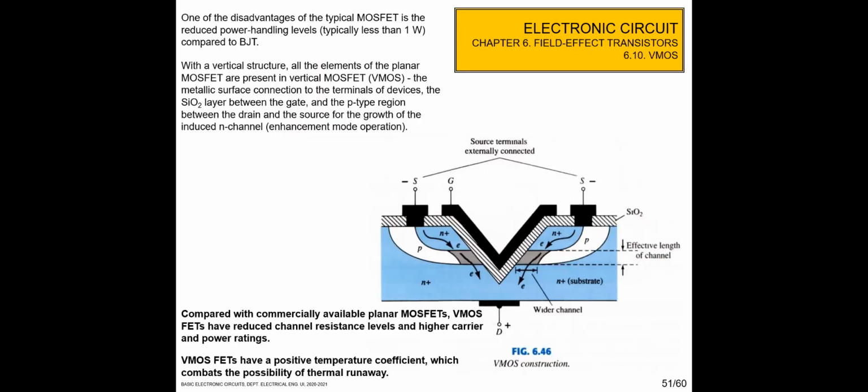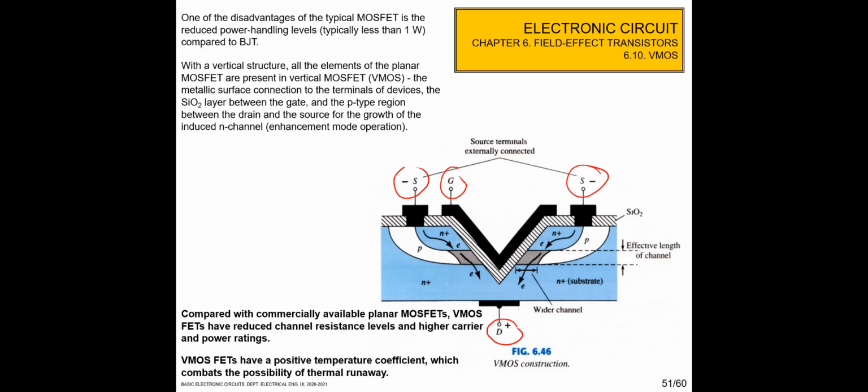Okay. And another type is VMOS. VMOS is like vertical MOSFET. You can see here, this is the vertical. This is the drain, and this is the source, and this is the source, and this is the gate. The operating principle of the VMOS and MOSFET is similar. But the VMOS has reduced channel resistance and higher current and power ratings.